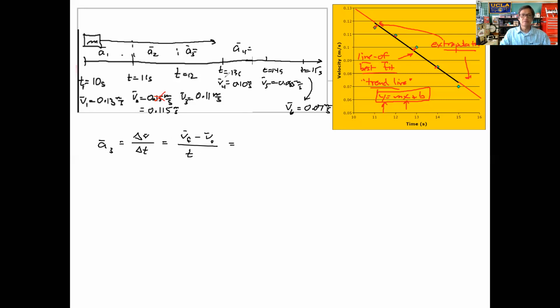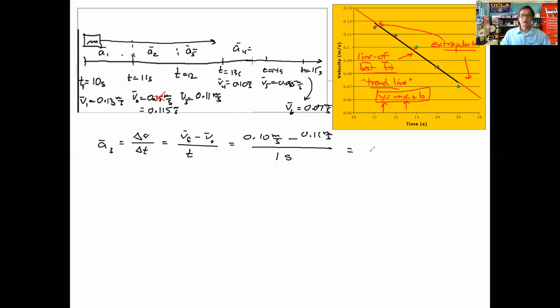V final here, this time interval, is going to be 0.10 meters per second. Okay, minus v initial, which is going to be 0.11 meters per second, over a time interval. We're doing A3 here, from 12 to 13 seconds, which is a 1 second time interval.